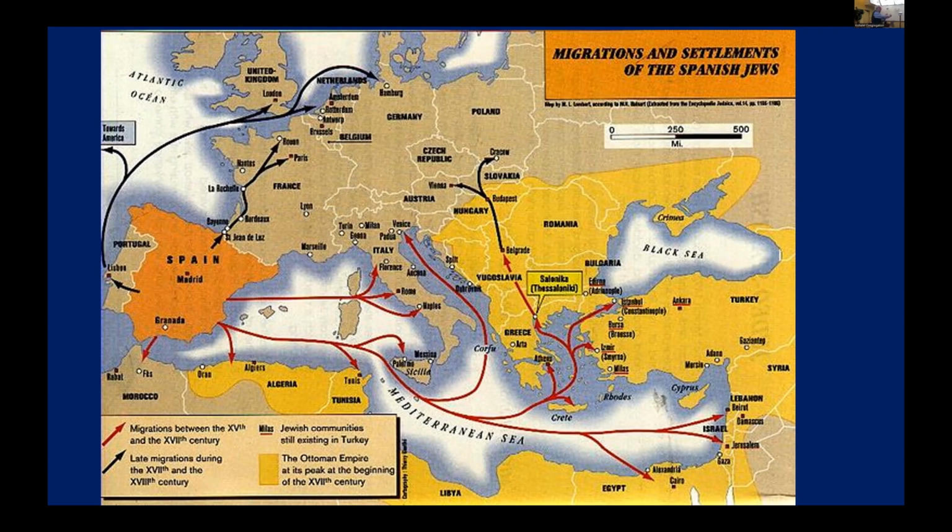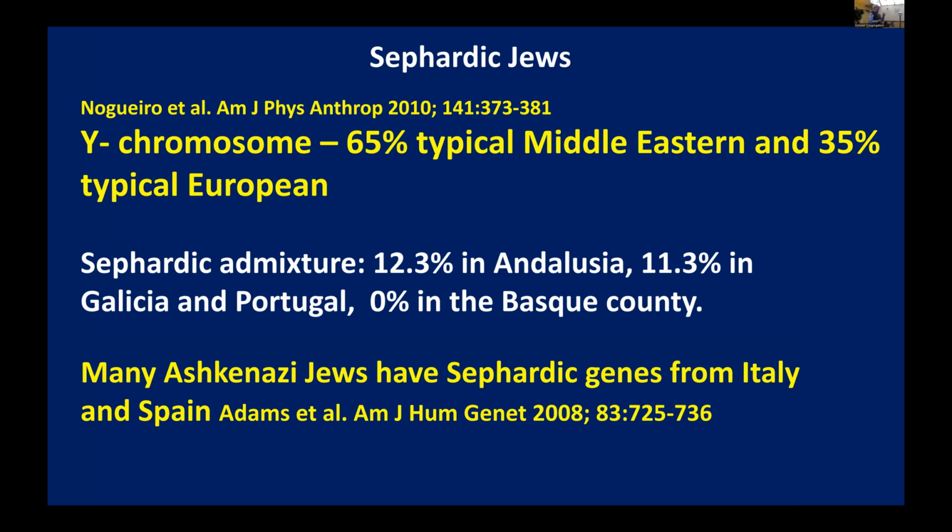There's no dispute that they're Jewish genetically. They brought their Sephardic liturgy and Sephardic customs all over the world, so even Jews who have never been to Spain, what they call Mizrahi Jews, have all the Sephardic liturgy and Sephardic customs and food and everything else. Now, for Sephardic Jews, the Y chromosome is 65% typical Middle Eastern. So they are Jewish, Middle Eastern.